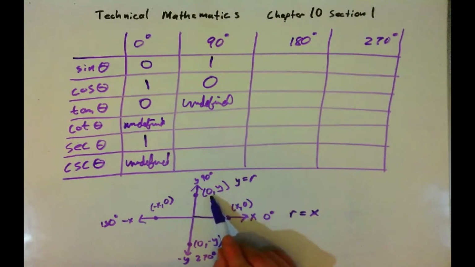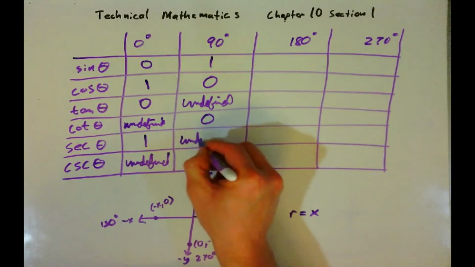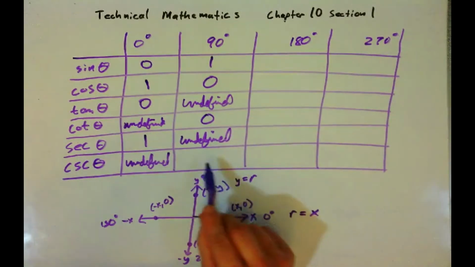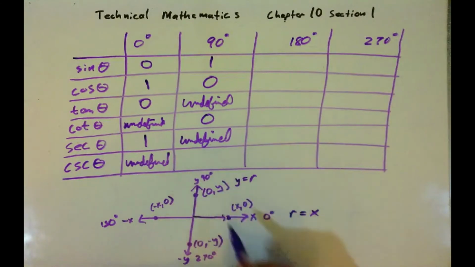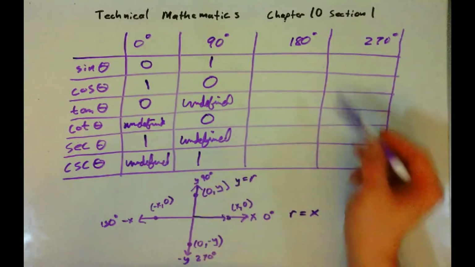The cotangent will be the adjacent value, which is the x value, divided by the y value. So 0 divided by some positive number is going to be 0. The secant is the hypotenuse divided by the adjacent, so some positive r value divided by 0, because the adjacent side x for 90 degrees is 0. That will be undefined. And finally, the cosecant is the hypotenuse divided by the opposite, or the y value. And so again, the hypotenuse and the y value are equal to one another. When we divide these, we get 1.